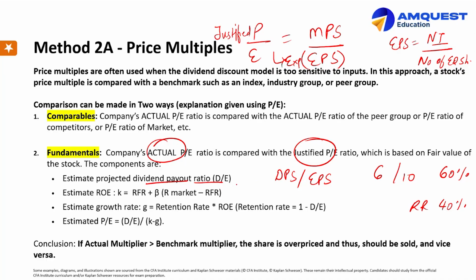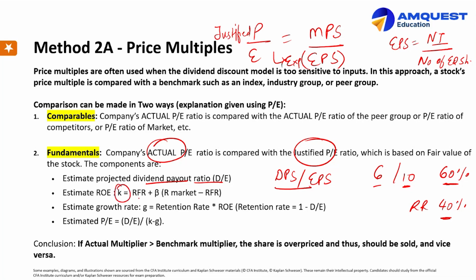We are taking the dividend payout ratio, which is the DPS upon EPS. Let's say earnings is 10. I am paying 6 as dividend. So payout ratio is 60% and the retention ratio is 40%.